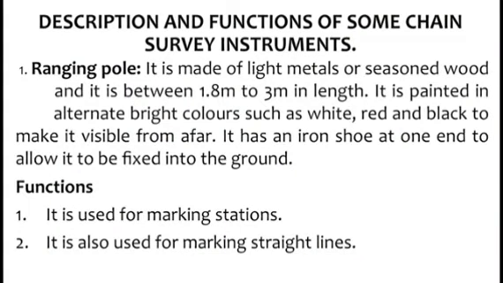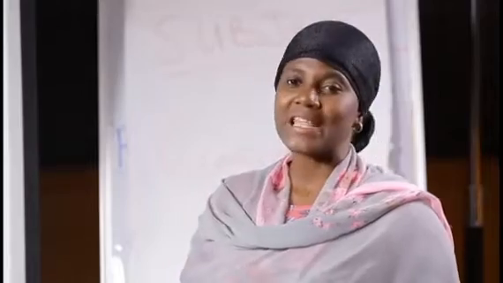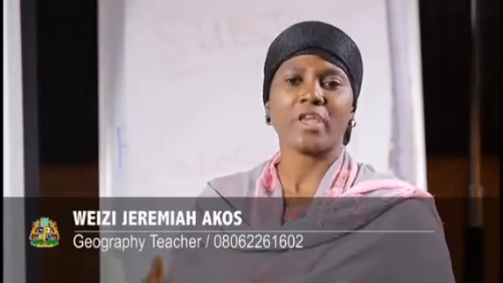Number 1, we have the ranging pole. What is a ranging pole? It is made of light metals or seasoned wood, and it is between 1.8 meters and 3 meters in length. When we say light metals, we mean metals that are not heavy, because these instruments need to be carried out into the area where surveying work would be done. It is not the only equipment. If they are so heavy, it would be very hard for the surveyor to carry them out. They are of 2 types, either made of light metal or seasoned wood.